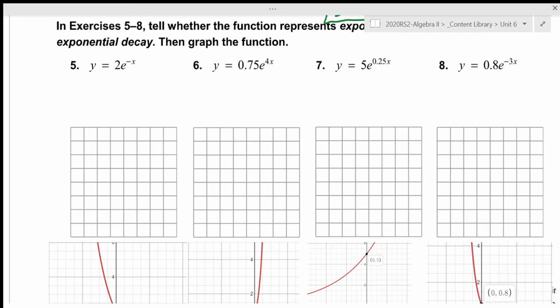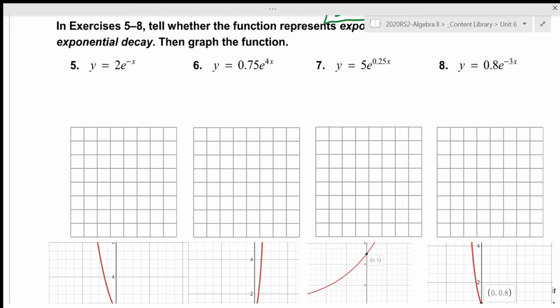It's not necessarily easy to make an XY table by hand for this 2e to the negative x, because e is an irrational number, so we're going to get decimal values for our y values. So instead, I'm going to have you graph this using a calculator or using Desmos. You're going to look for the asymptote and one nice looking point. First, with problems 5 through 8, you're going to see if it's exponential growth or decay.